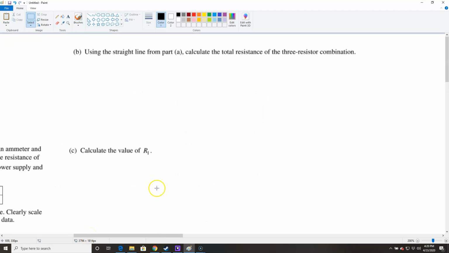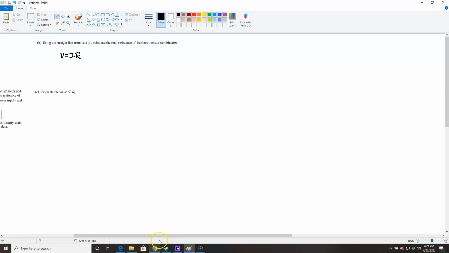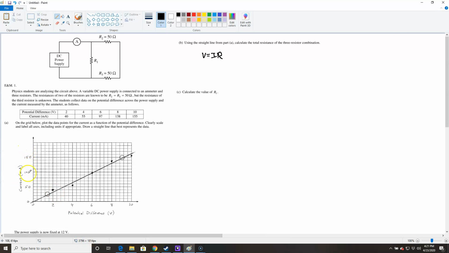Let's move on to B. It says, using the straight line from part A, calculate the total resistance of the 3 resistor combination. So we are going to use the overwhelmingly powerful equation V equals IR to solve that one out. And what that's going to entail is I is on the y-axis, V is on the x-axis. So ultimately I'm looking for an equation, I equals 1 over R times V, and 1 over R is going to be the slope. So I'm going to calculate the slope and take it from there.